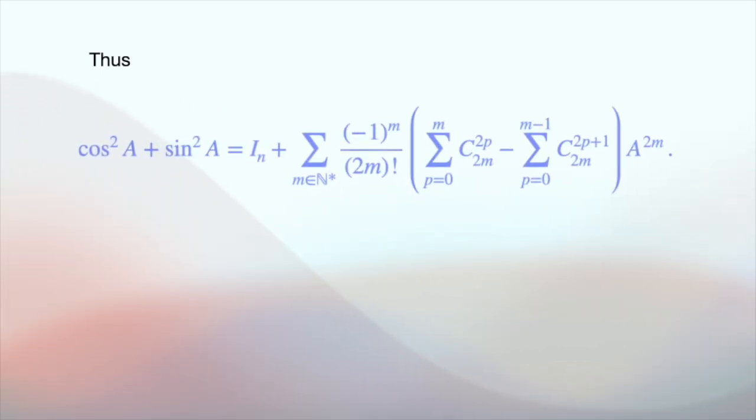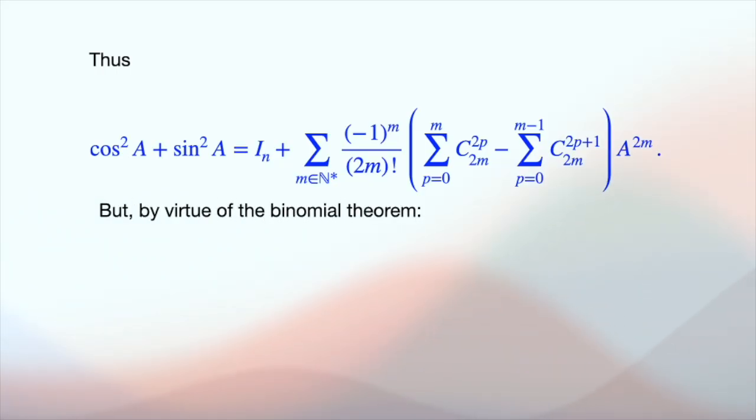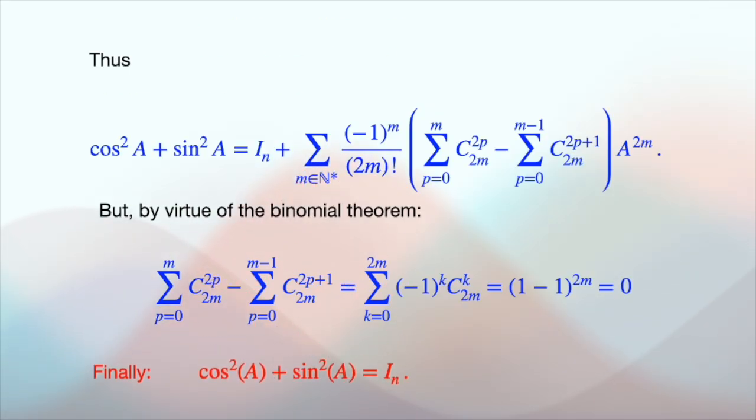Now, if we take the sum of cosine squared A and sine squared A, we get this new formula. And now we will show that the expression between the round brackets is equal to 0 thanks to the binomial theorem. And we have shown that cosine squared A plus sine squared A is equal to the identity.